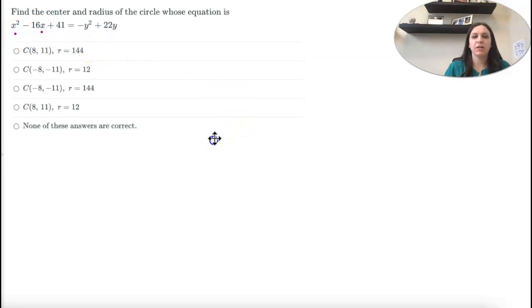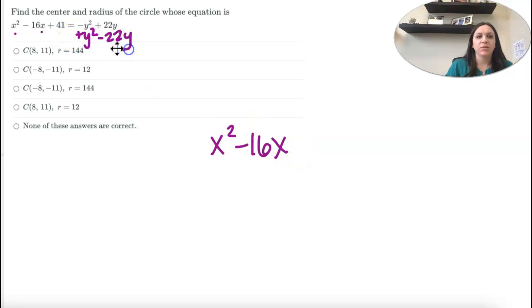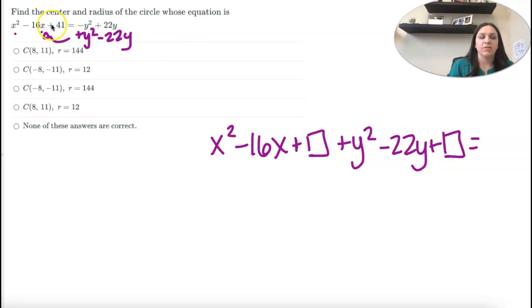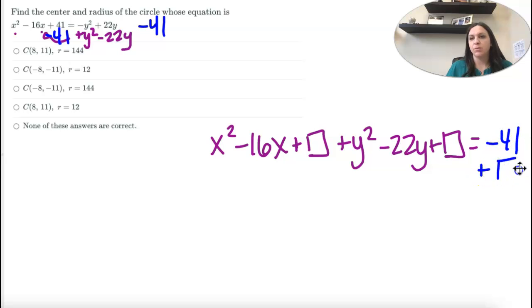So same thing, I'm going to line up everything. X squared minus 16x. We'll move the y values to the other side of the equal sign. So plus y squared minus 22y plus some value. And then the positive 41 we're going to move over here to the right. Now it's negative 41 plus whatever those two added numbers are.